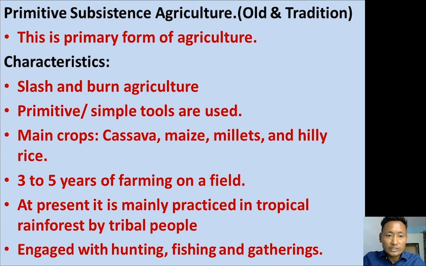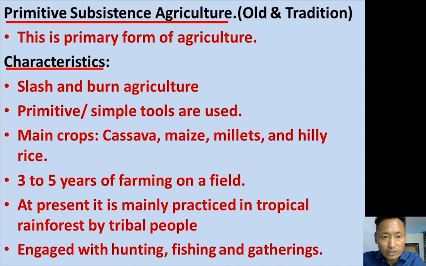Because of that, this type of primitive subsistence agriculture is also called shifting agriculture. Why? Every 3 to 5 years they are moving from one agricultural land to another agricultural land. So primitive subsistence agriculture is also called slash and burn agriculture, because they are frequently slashing and burning the vegetation in order to make agricultural land, and this agriculture system is also called shifting agriculture.